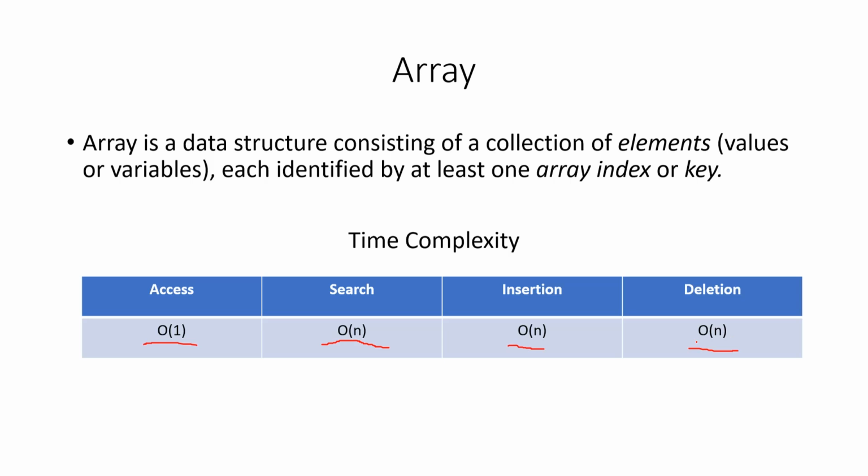In terms of deletion, why is it linear? Because when you remove one element from the array, let's say you want to remove one element in the middle, you take it out, and you need to shift all the elements after that to the left. And in the worst case, it takes linear time complexity.